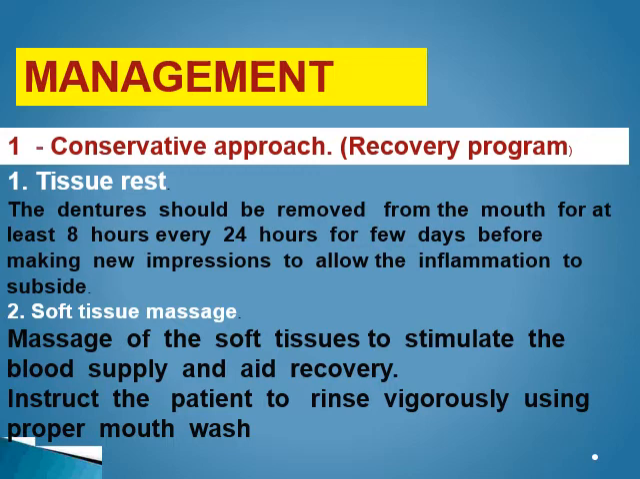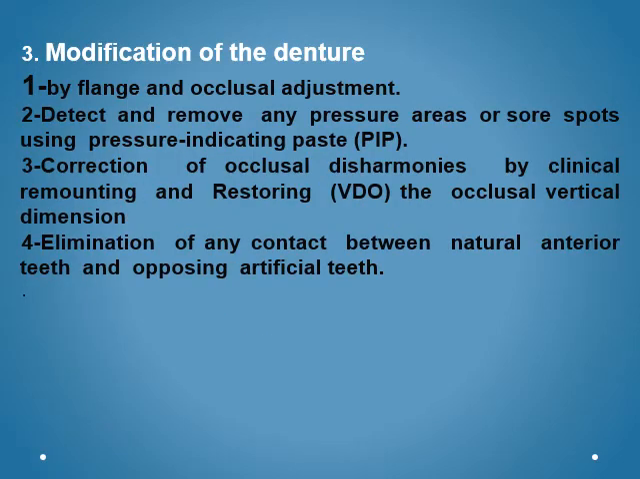Soft tissue massage: massage of the soft tissue to stimulate the blood supply and aid recovery. Instruct the patient to rinse vigorously using a proper mouthwash, so there is care. Modification of the denture: we start to make modification by flange and occlusal adjustment. Detect and remove any pressure area or sore spot using pressure indicating base. Any area causing pressure, we must determine its location with the pressure indicating base and remove it. Correction of the occlusal disharmony: we fix the occlusal disharmony by clinical remount and restore vertical dimensions.